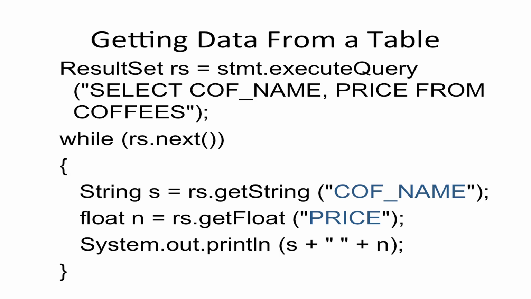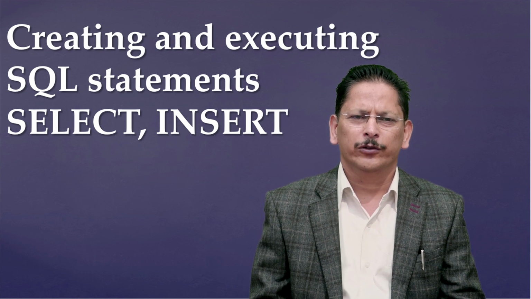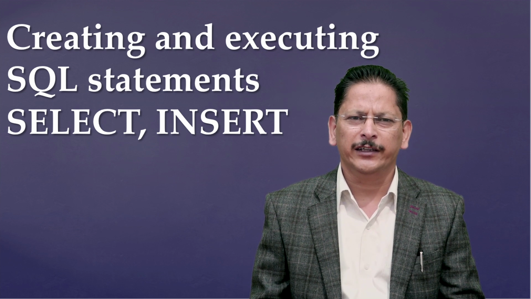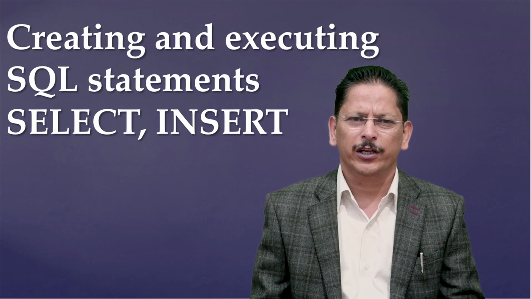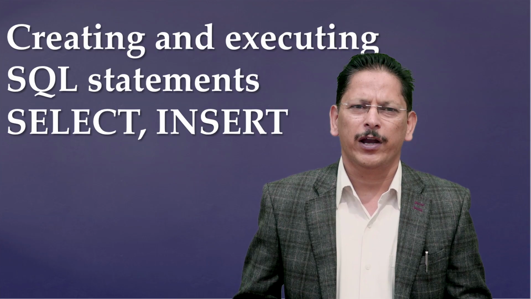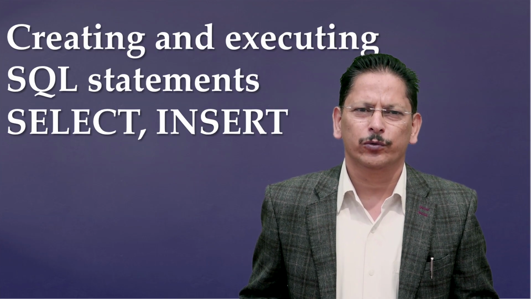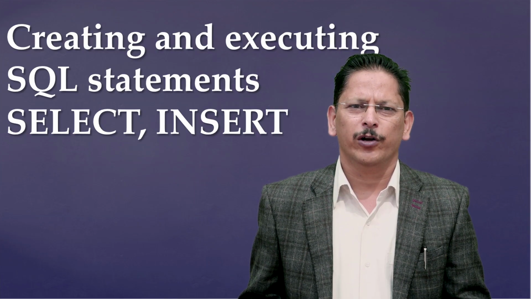Suppose rs.next returns a false value, then it means all the data has already been read by this while loop. Suppose the next data will come, so it will return 1. After the last data it will return 0 because there is no data. So in that case the while loop condition will be false, so the loop will run until it becomes false.